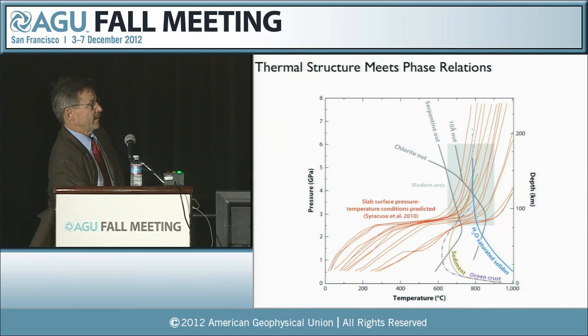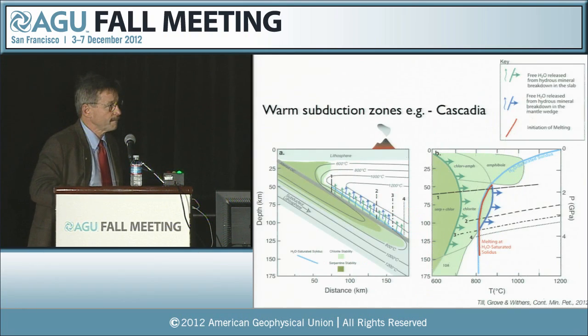You'll also notice down here that this is basically vapor-saturated melting of oceanic crust, that's basalt, and sediment, they both melt to the same thing, basically a rhyodacite. And so they're also in the mix down here in these sort of hot subduction zones.